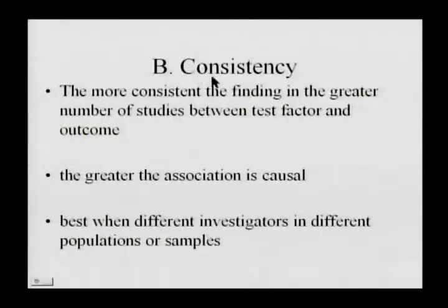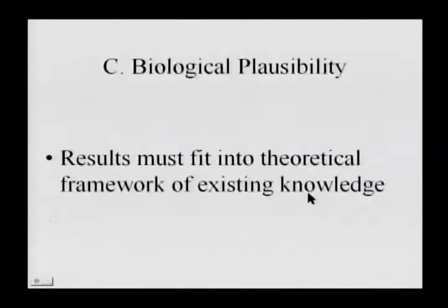Next, consistency. So the more consistent the finding in the greater number of studies between test factor and outcome, then the greater the association is causal. And obviously this is where I mentioned over time originally. It's best when different investigators in different populations or samples produce the same results.